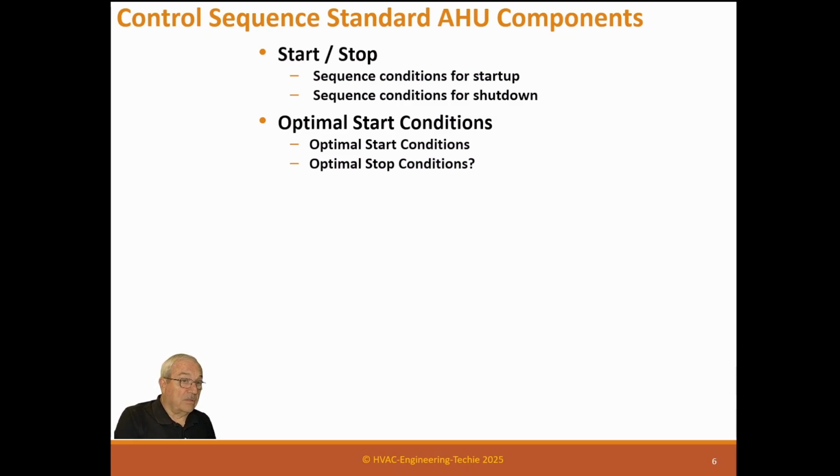It works very well. Optimal stop, we don't use it, and the reason is not because it doesn't work. It does, and it does exactly the same thing. The system remembers how long it takes to get from occupied set point to unoccupied set point, and it turns the system off early. So if your building quits the day at 6 p.m., and it says it takes me 30 minutes to get to unoccupied temperature set point, I'm going to turn it off at 5:30.